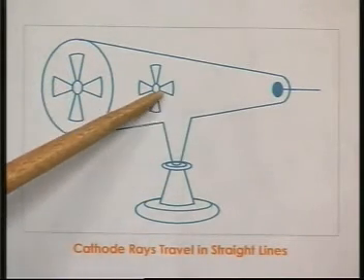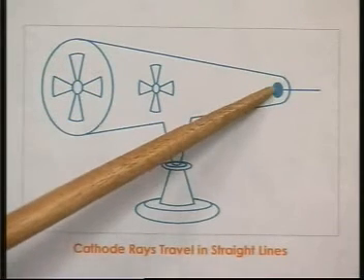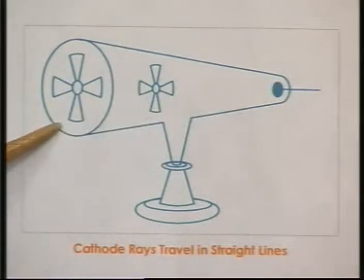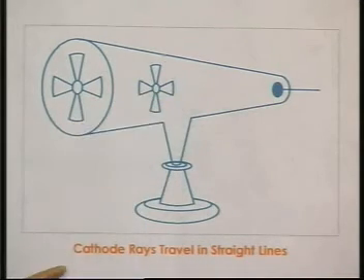If we keep any object in between the cathode and the anode, the cathode rays passing by the object will produce a clear shadow on the screen. This shows that cathode rays travel in straight lines.